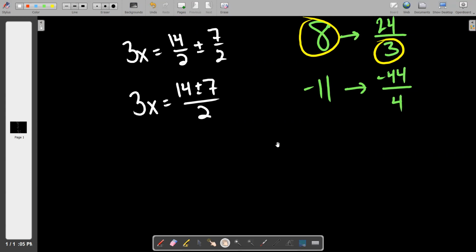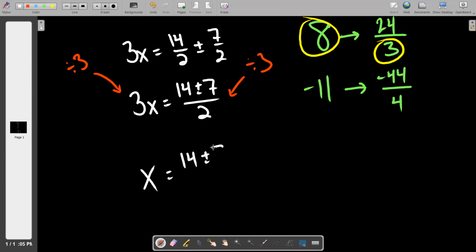Because we're not done. And what's fun about dividing fractions is, if no one ever taught you this before, if you ever want to take a fraction and divide it by a number, you actually just multiply the number by the bottom of the fraction. So if I was going to divide this side by 3 and divide this side by 3, watch how slick and easy this is. I just put x equals 14 plus or minus 7 over.